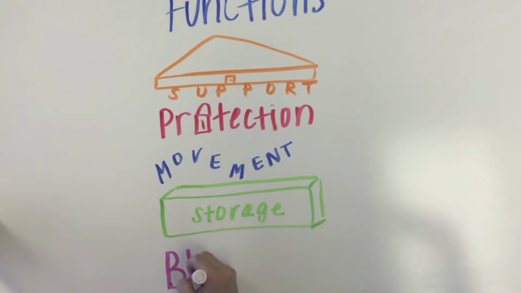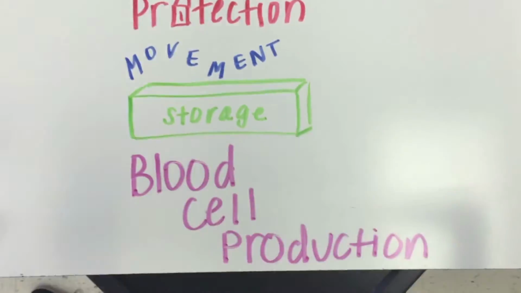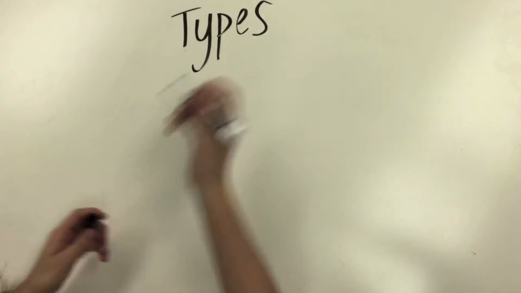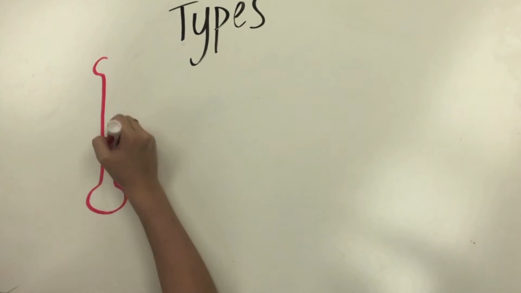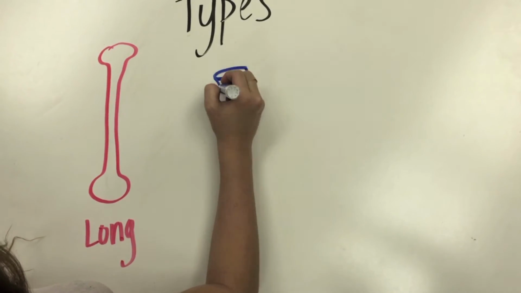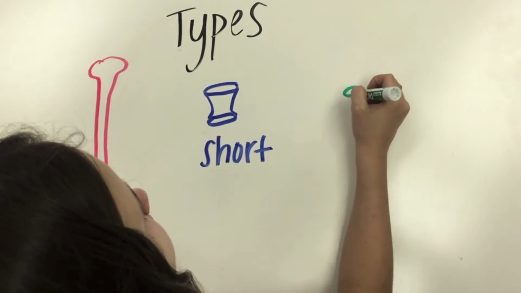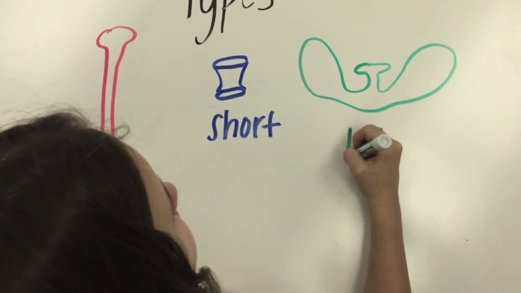Blood cell production. Bones contain cavities filled with bone marrow, which produces blood cells and platelets. Types. Long. Long bones are longer than they are thick. Short. Short bones are thicker than they are long. Irregular. All bones not easily characterized as long or short are deemed irregular.